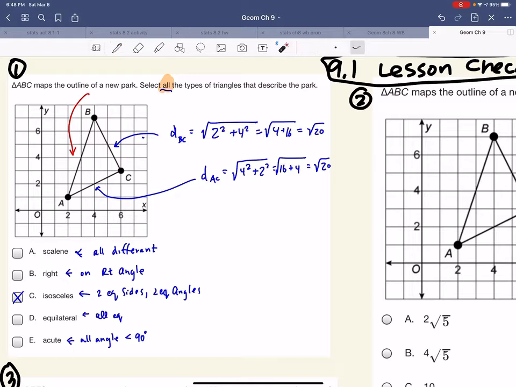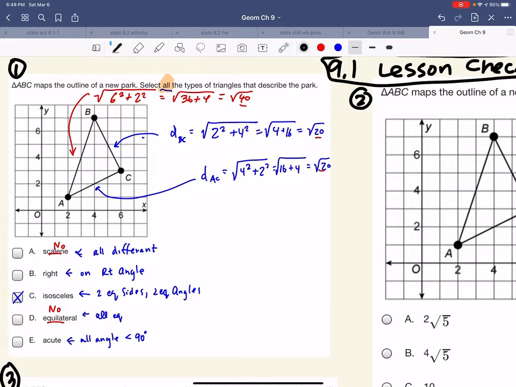But let's just verify. So how far is A from B? Looks like I went up 1, 2, 3, 4, 5, 6, over 2. So that'd be 6 and 2. Nice. Okay, yeah, so that one's different, right? So I'm not going to pick, that's going to be a big no for equilateral. And I'm not going to pick scalene. Now let's investigate the angles.